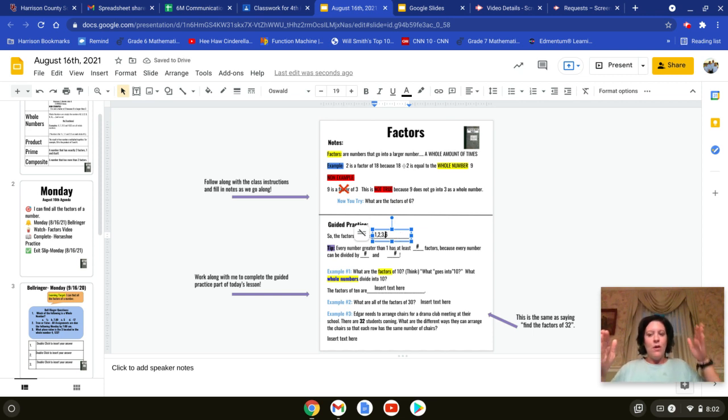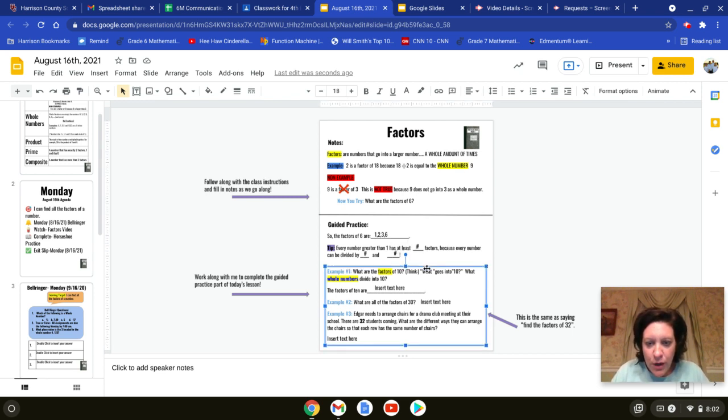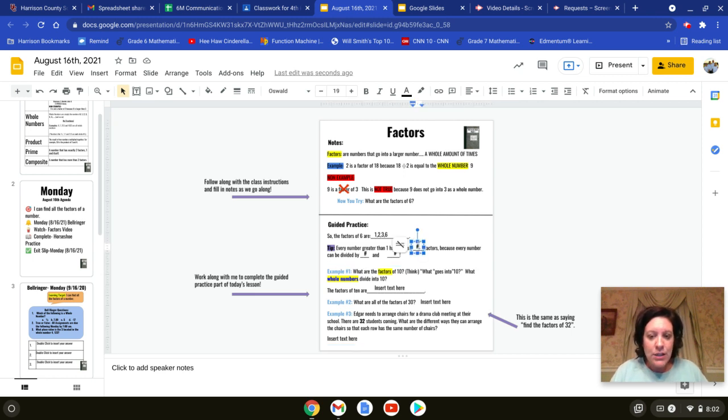I started with my broadest pair, 1 and 6. Then I work my way in, 2 and 3. Because they are side by side, we know that we found them all. And we went in order, 1, 2, 3, so we know we found them all. Every number greater than 1 has at least two factors because every number can be divided by 1 and itself. So we're going to add the number 1 in there and itself.